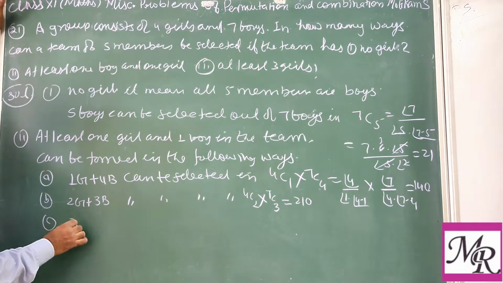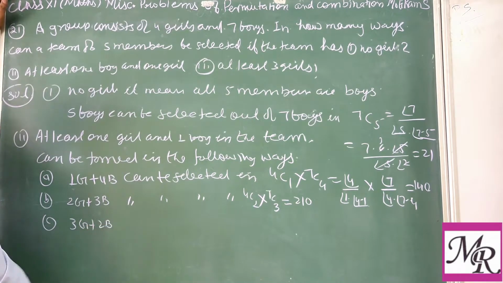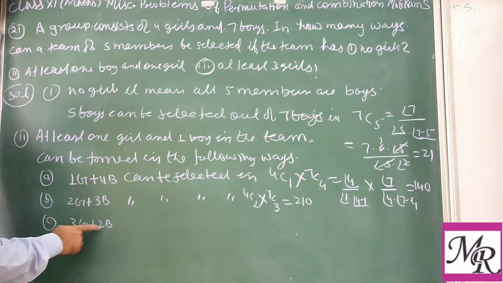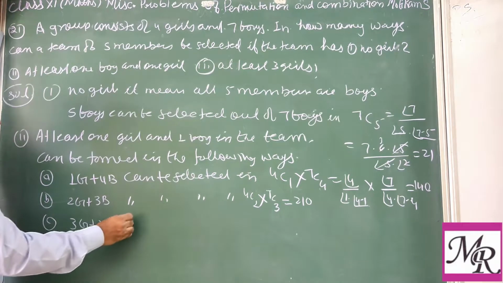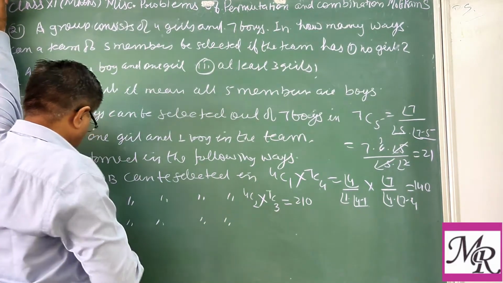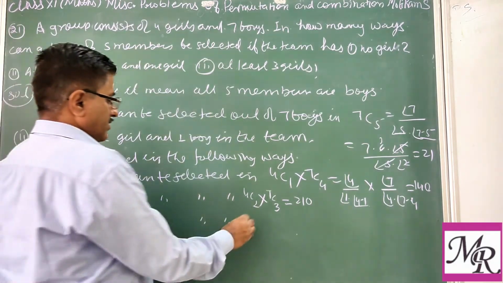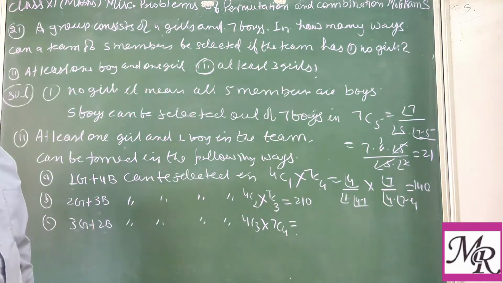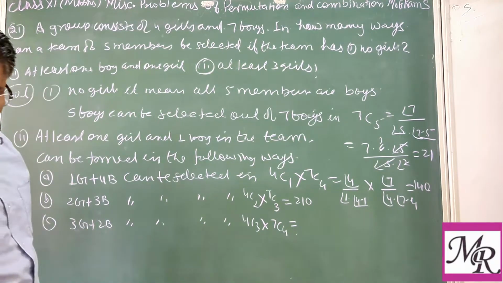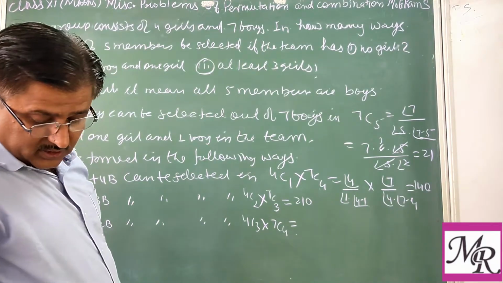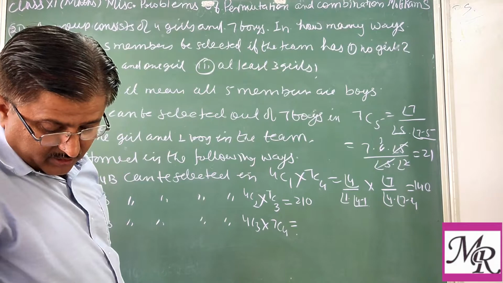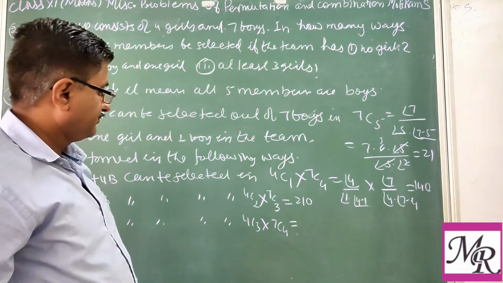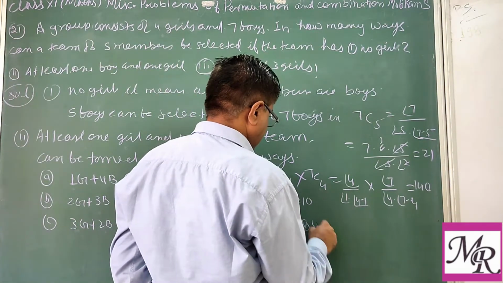C part. Then 3 girls plus 2 boys. Now 3 girls, 2 boys, because our condition is at least 1 boy and 1 girl. Right? So that will fulfill here. Can be selected in, now 3 girls out of 4 girls, that is 4C3, into 7C2, that can be written as 84. You can simplify this.